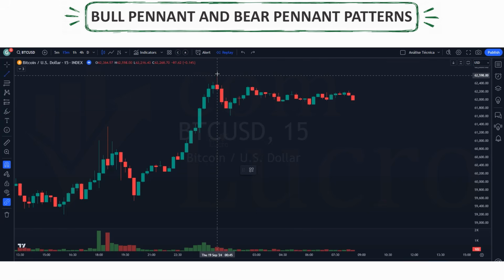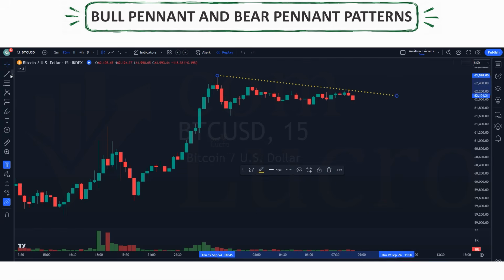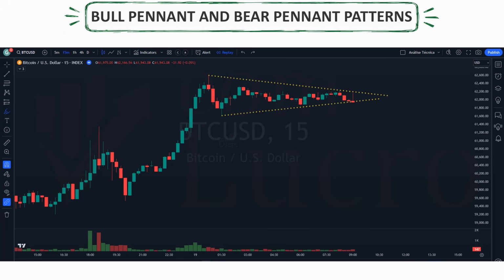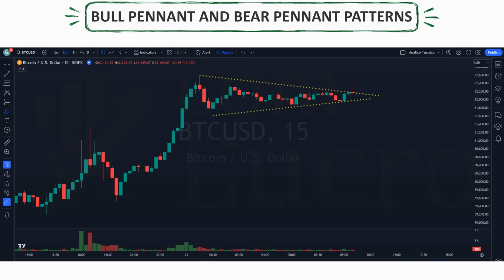Now, as seen on the Bitcoin against the US dollar chart, the market is in a strong uptrend and begins forming a bull pennant. First, there's a sharp upward movement, creating the flagpole. Then, the price consolidates into a triangle as the highs and lows converge. During this phase, the market reaches equilibrium between buyers and sellers, but this pause is only temporary.